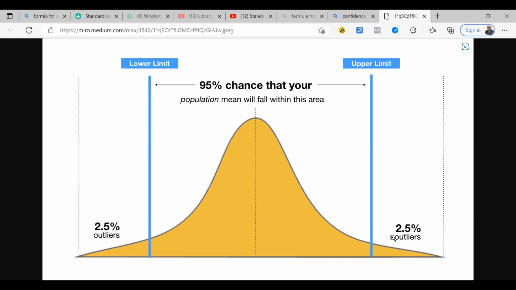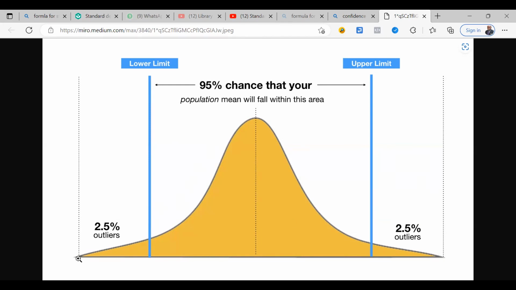So now, normally the upper limit is 2.5%. Remember it is 95%, right? So if you include this one here, 2.5 plus 2.5, that's 5%. So now we have only 5% that is free. Remember that this is the normal distribution curve for a randomly selected sample.